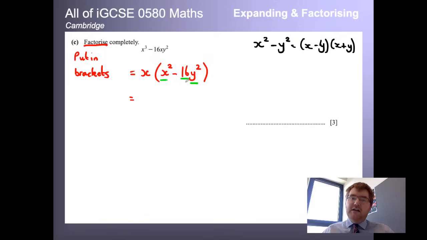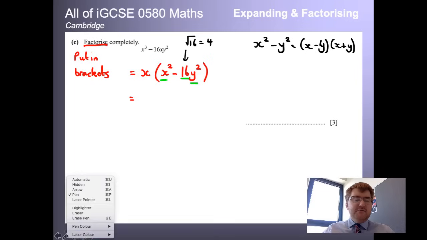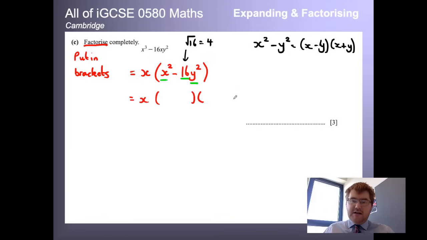Now, how does this work here? Well, it's almost the same calculation, apart from we have a 16 rather than just y squared. But remember, the square root of 16 is equal to 4. So we can still take this very similar approach. We've got our x outside, we set up our double brackets, and we can use this form. Well, square root of x squared is just x. We have a minus and a plus, doesn't matter which way round. Let's work out what goes here.